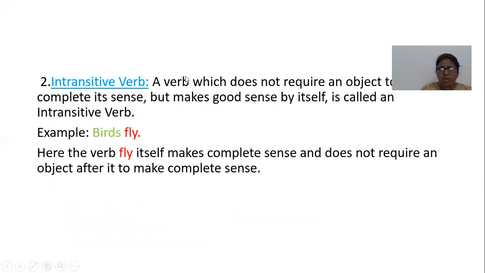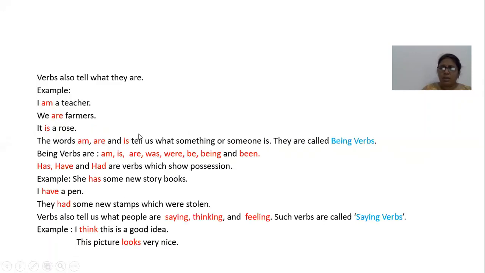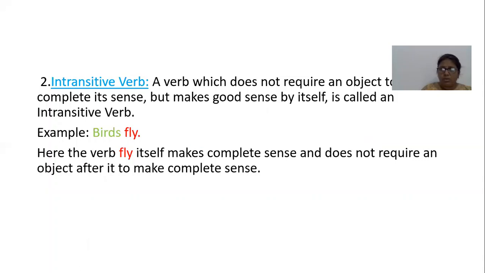Now intransitive verb. A verb which does not require an object to complete its sense but makes good sense by itself is called an intransitive verb. For example, birds fly. Birds is the subject and fly is the verb. So this verb itself is giving a full meaning in the sentence and it is not adding any other word. So the verb fly itself is giving complete meaning and it does not require an object. If I put a question, what did birds fly? There is no answer. It means it does not have an object. So this is called an intransitive verb.